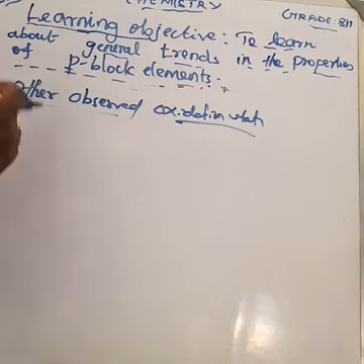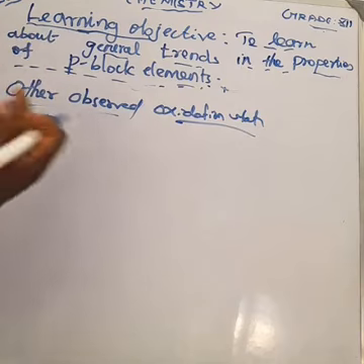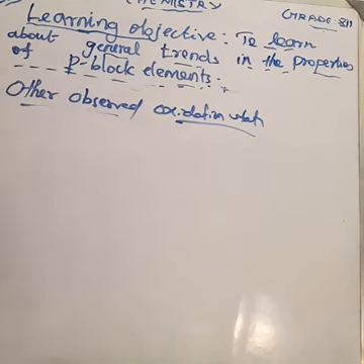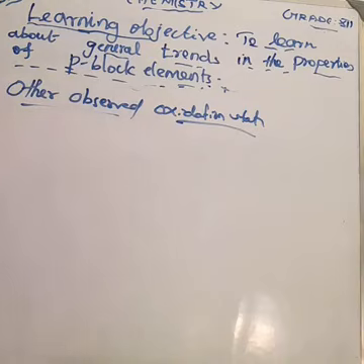Other elements such as nitrogen, that is the 15th group, nitrogen means the nitrogen family, and the chalcogens, the 16th group, that is the oxygen family, also show the negative oxidation state.